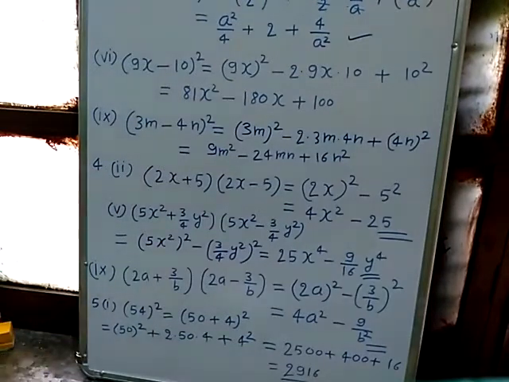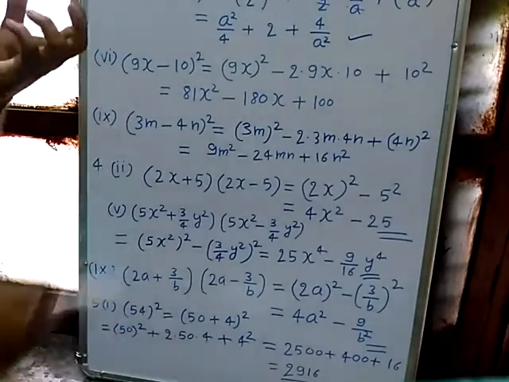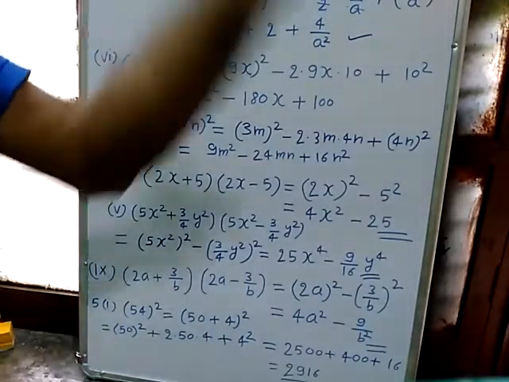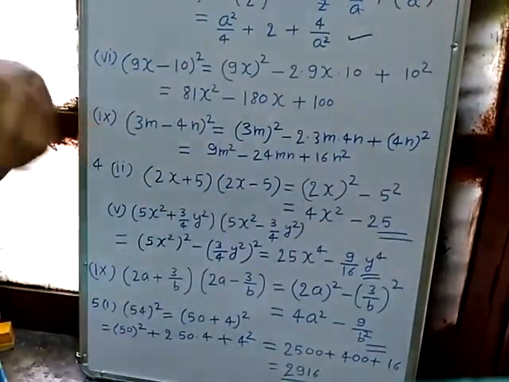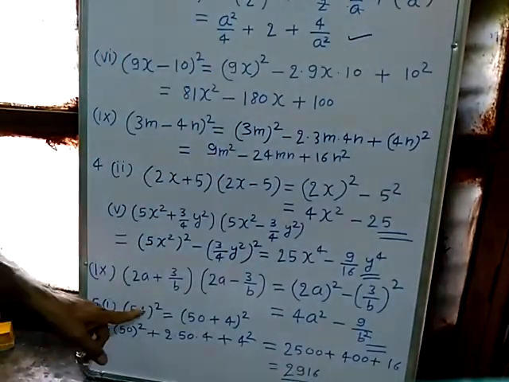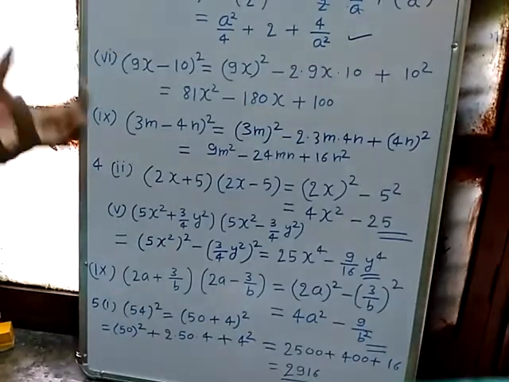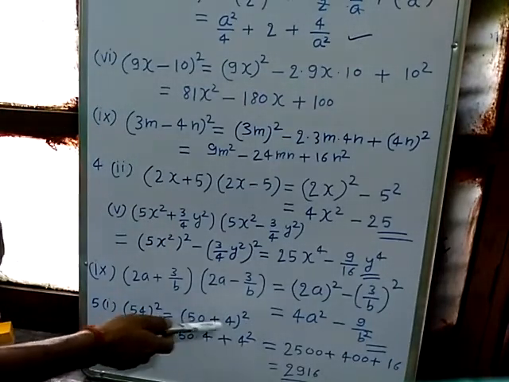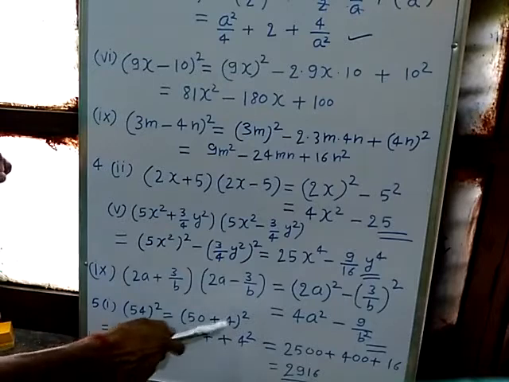Look at 54. 54 is near about 50. We have to think of numbers near about such numbers, whose square you can find out orally. Like 60 minus 6 is equal to 54, you can write 60 minus 6. Otherwise, 54 is 50 plus 4.